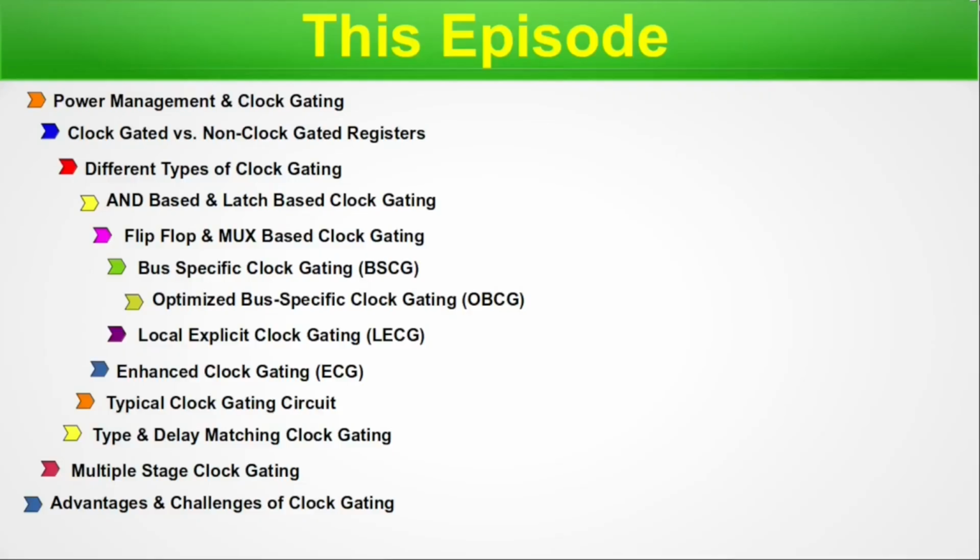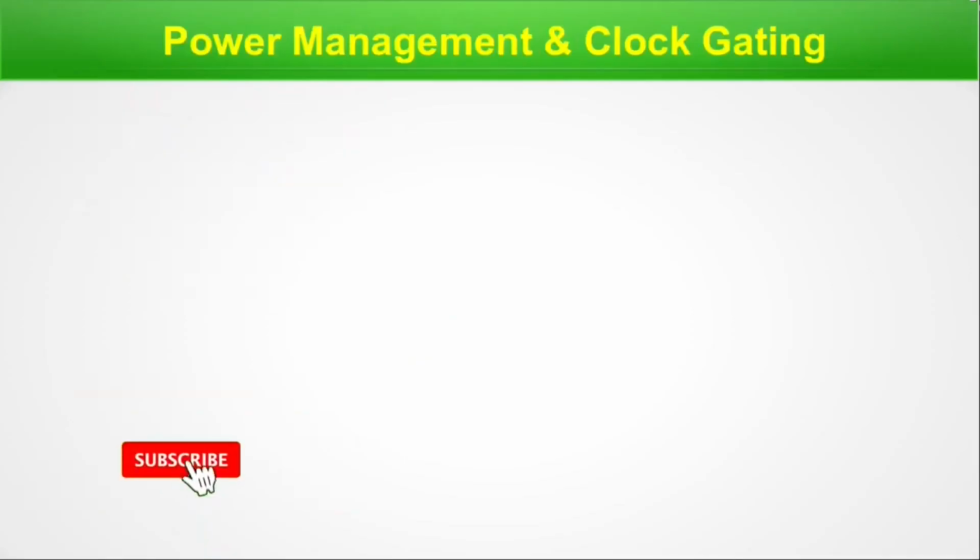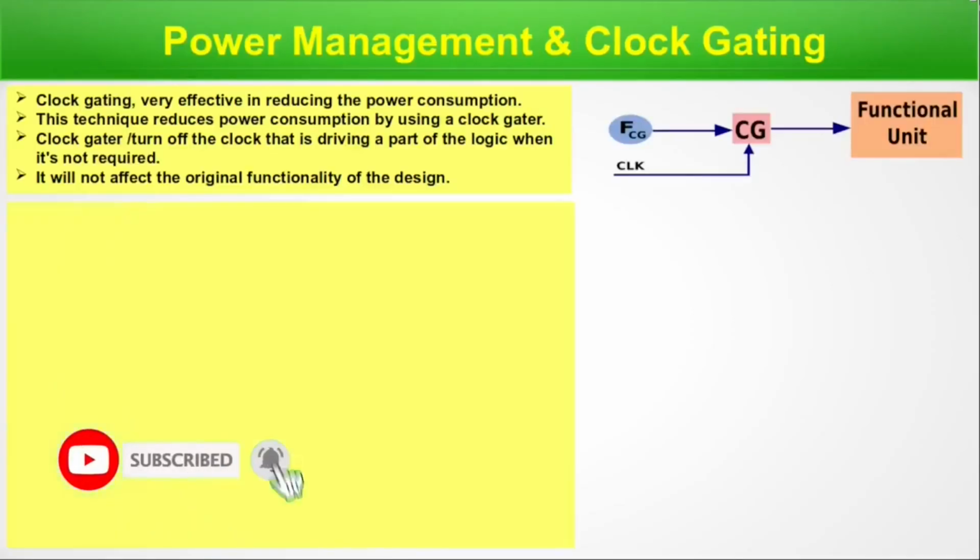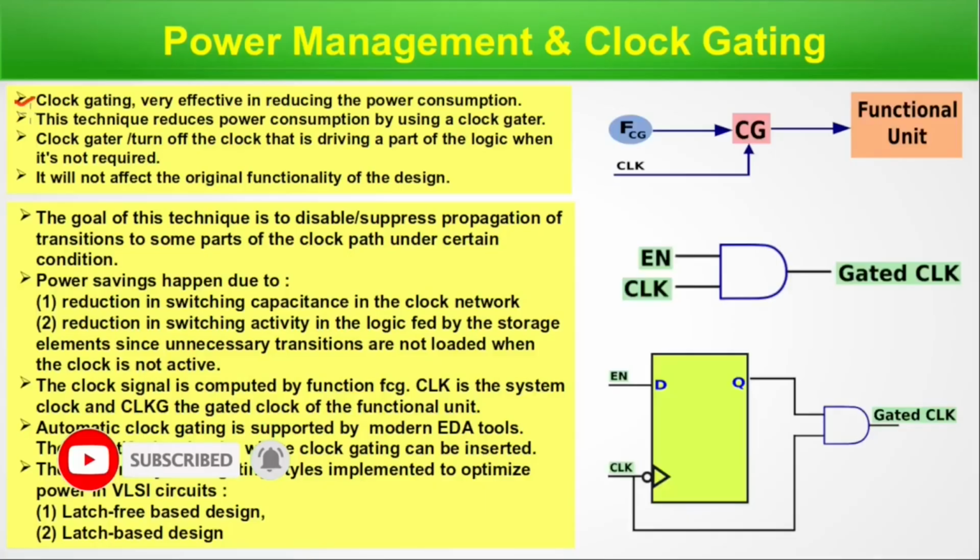Now let's move to the first slide. Power management and clock gating. In our second episode, the power optimization episode of this series, we discussed clock gating in a very simple and basic way, and in today's episode we will discuss it in detail. Now, clock gating is very effective in reducing power consumption. Clock consumes a lot of power. Every sequential component in a circuit requires a clock signal. So clock is present in all those registers and that's why clock consumes a lot of power.